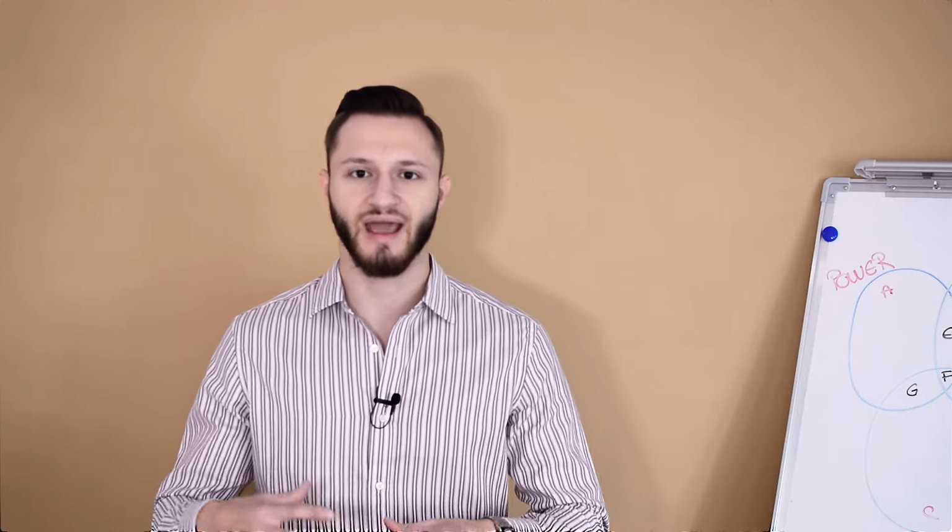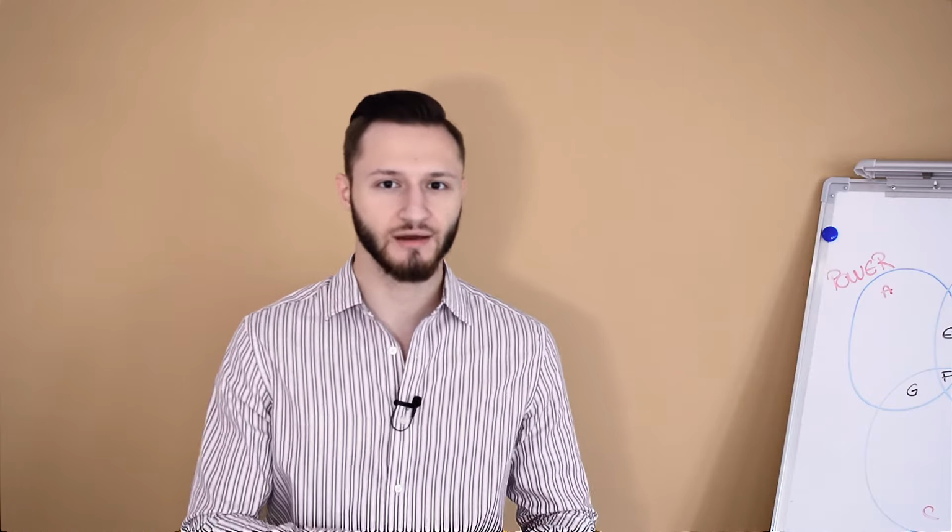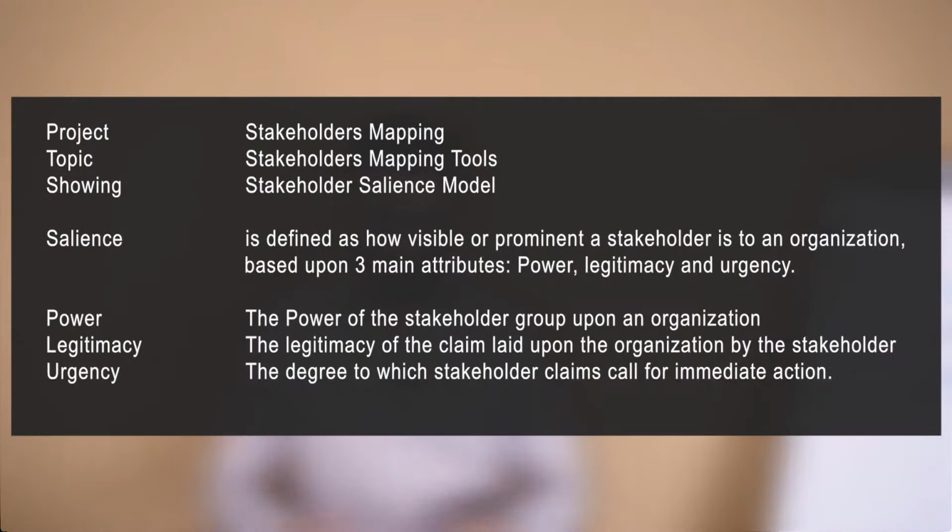Let's now see and analyze each one of them in detail to understand what they mean. The power means the power of the stakeholder groups upon an organization. The legitimacy means the legitimacy of the claim laid upon the organization by the stakeholder, and the urgency means the degree to which the stakeholder claims call for immediate action.